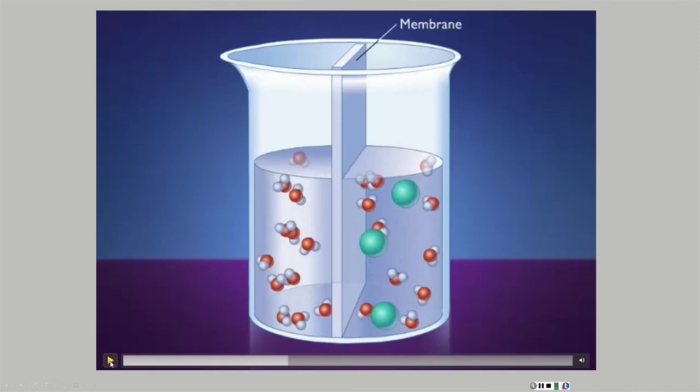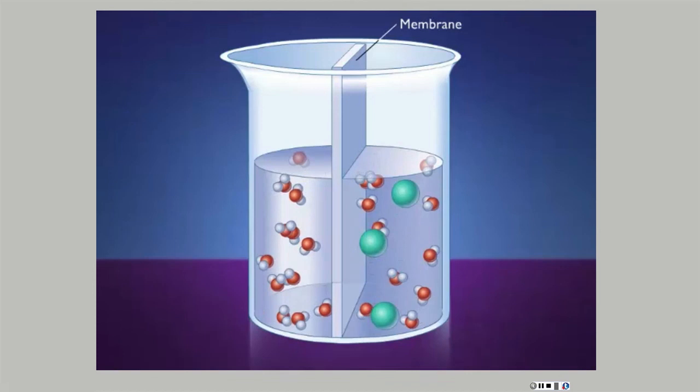Think back to Bio 137. Do you remember what it's called when water is diffusing across the membrane? It is a type of diffusion, but we give it a special name. It's called osmosis. So what we see when these water molecules are crossing the membrane, that's osmosis.